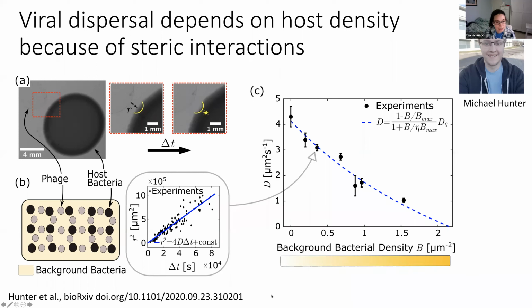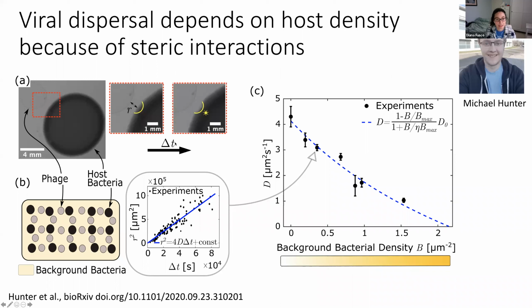So to test this, he designed the following experiment where he started with a plate. He covered the plate with a lawn of bacteria that were, however, resistant, meaning that the virus cannot infect this background host. And on top of this, he inoculated several droplets of phage and susceptible bacteria. The point of doing this is that the background bacteria, because it's resistant, just functions as obstacles to the diffusing virus and doesn't affect the infection dynamics of the virus at all.